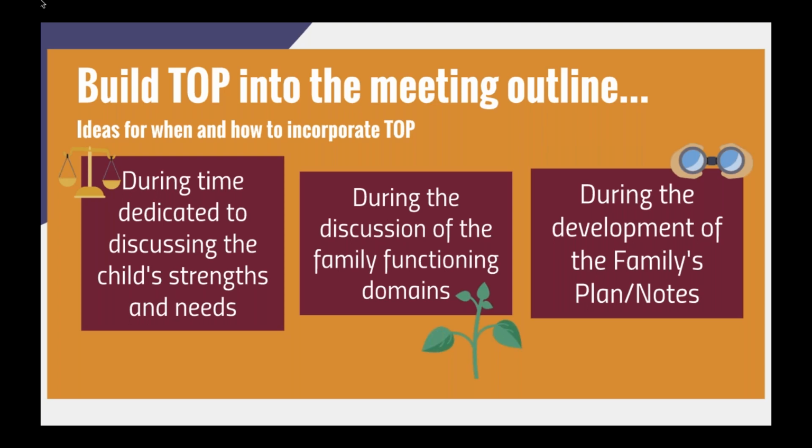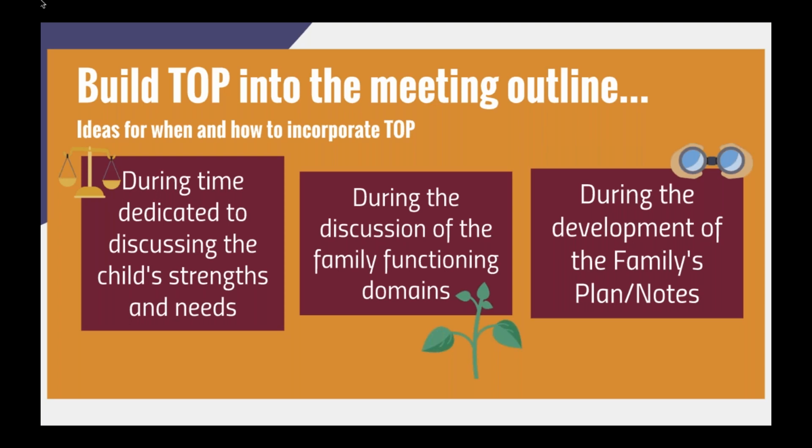The next one is during the discussion of the family functioning domains. Family functioning can be explored with the TOP because it can provide a really good segue into the difference between parents and how parents are possibly viewing the child differently than other people, how the child and the parents are seeing things differently between themselves, and really help to start exploring why that's happening and what is making one person see something one way and another person see it in a very different way.